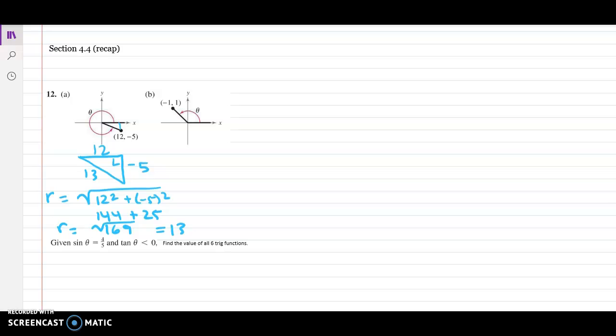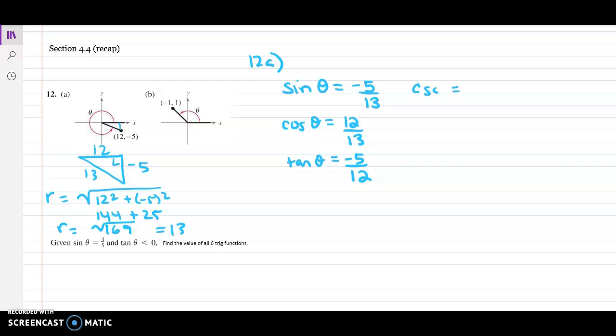Now that we have that, we can use our 6 trig functions and those ratios that we wrote down yesterday. So we have sine of theta, this is for 12a, is y over r, so -5 over the 13 we found. Cosine of theta is x over r, and tangent of theta is y over x. Using the reciprocal identities, cosecant would be -13 over 5.